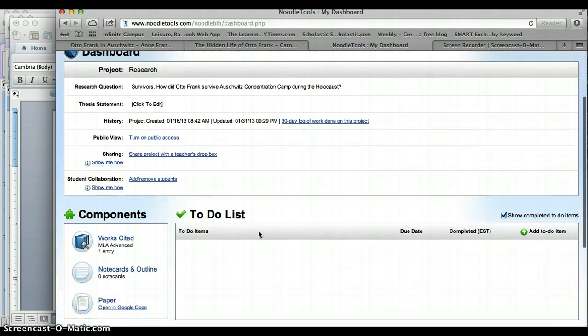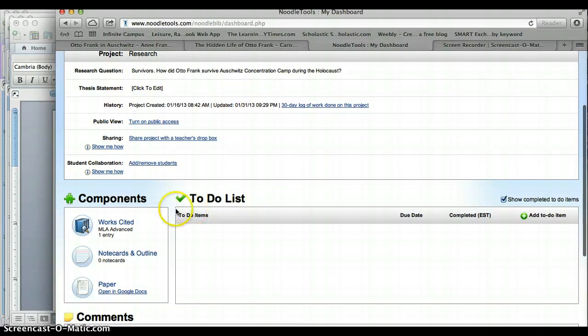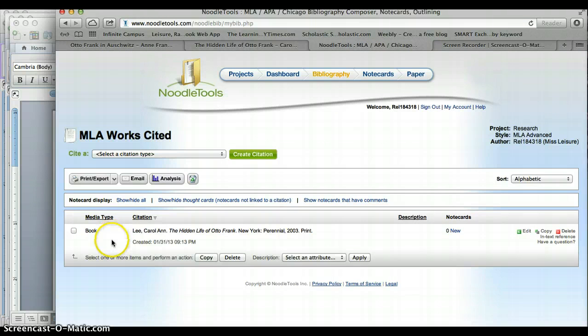And what we want to do then is make sure that our source that we found from the lab on Wednesday is currently in Works Cited. Remember, you need to have the credibility checklist completed for any online resources to ensure that that piece of information is credible and relevant to your topic. Today, I'm going to be using the book, The Hidden Life of Otto Frank by Carol Ann Lee, that we had looked at yesterday in class. I've already created that citation, and so what I'm going to do then is to go back to my dashboard.